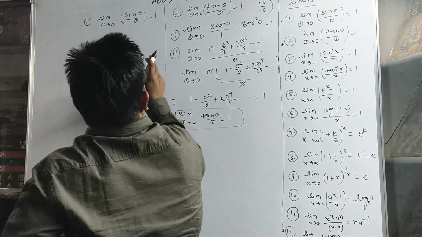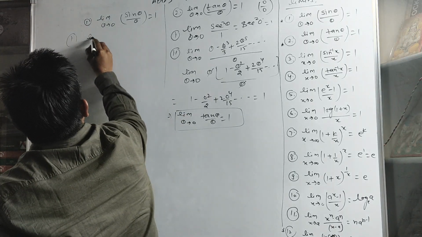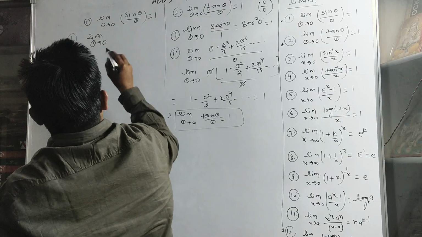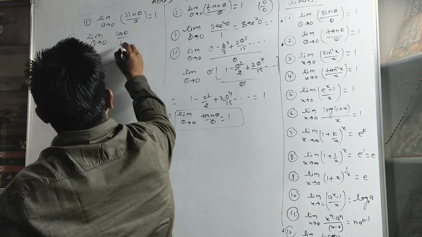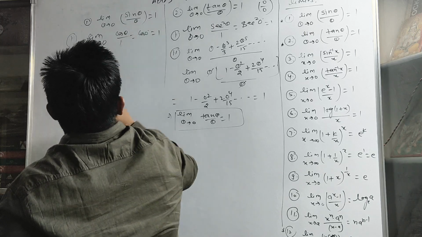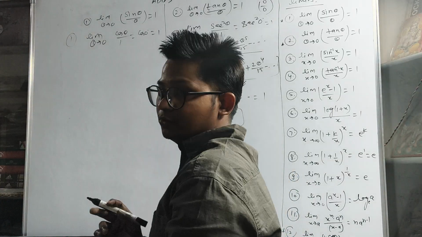Similarly, if you apply L'Hospital's rule in sin theta upon theta, it will equal limit theta tending to 0, differentiation of sin is cos theta and differentiation of theta is 1. If you take limit here, then cos 0 equals 1. So the limit of sin theta by theta at theta equal to 0 is 1.